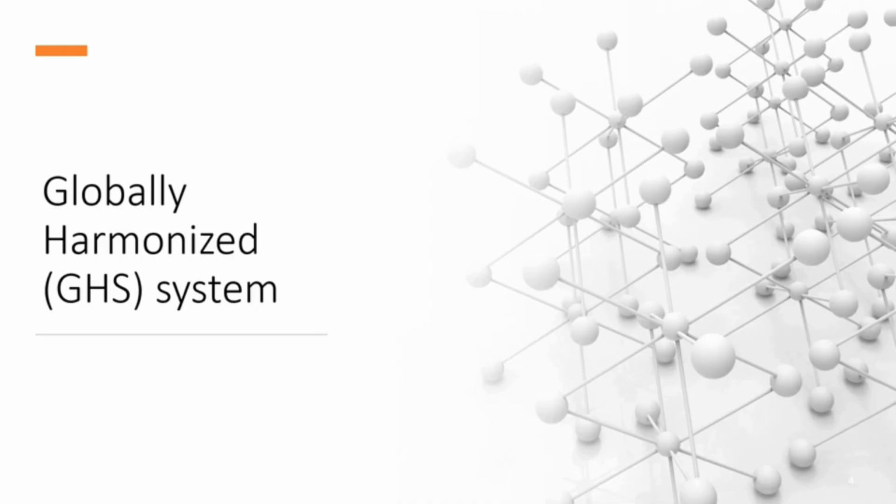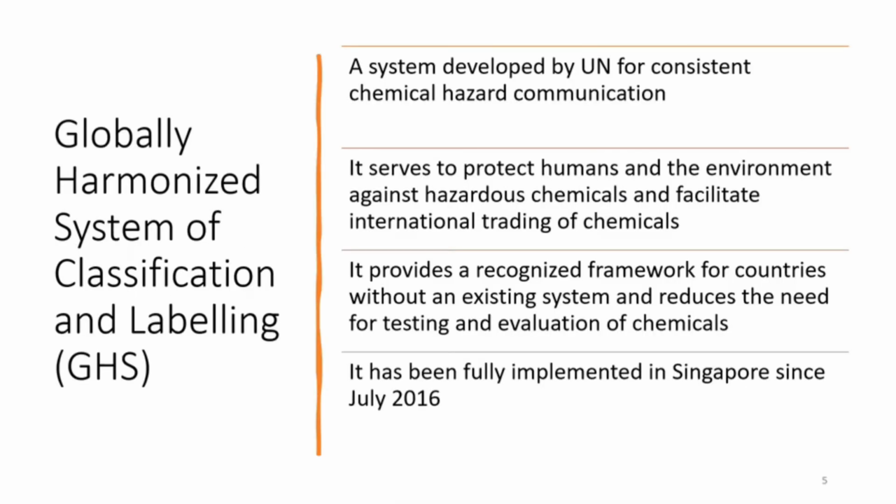First of all, let us learn about the Globally Harmonized System, short form GHS. What is GHS about? It is a system developed by the United Nations for consistent chemical hazard communication. In other words, this is an internationally recognized framework for hazard communication across different countries. The purpose of having such a system is to protect humans and the environment against hazardous chemicals and also to facilitate international trading of the chemicals.